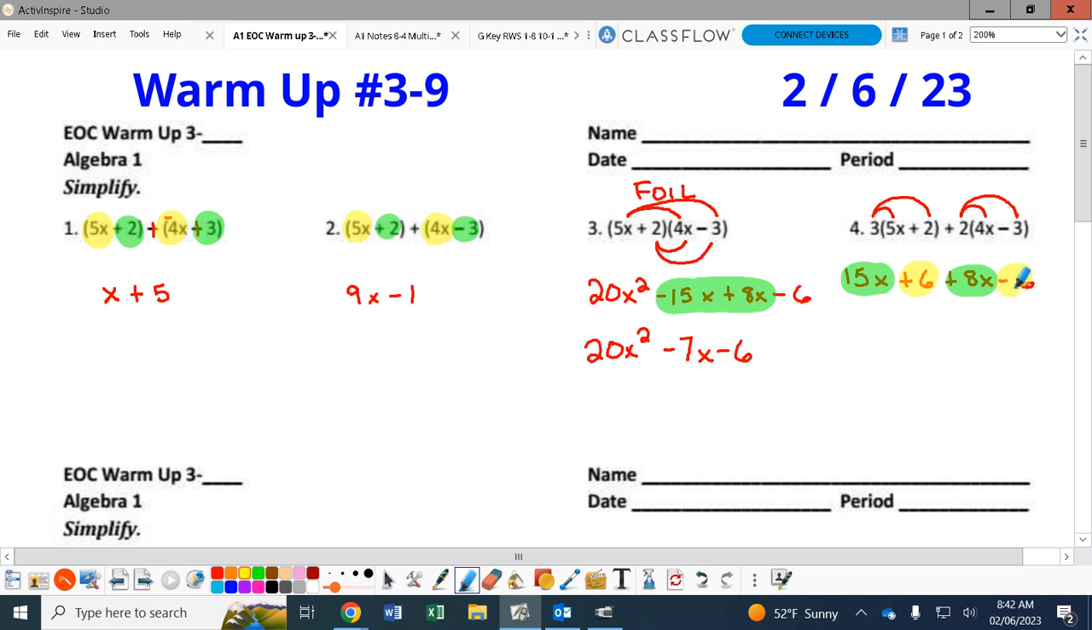Now, something unique happens on the 6 and the negative 6. What does 6 and negative 6 do to each other? Cancels out. So this actually cancels out. And really all we're combining is the 15x and the 8x, which is going to give us 23x.